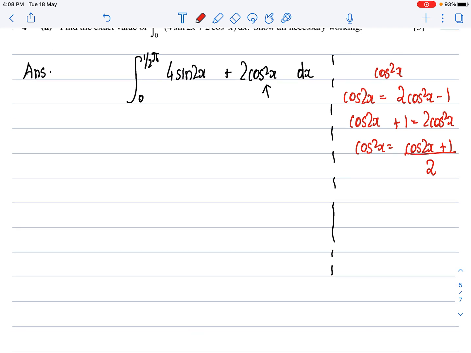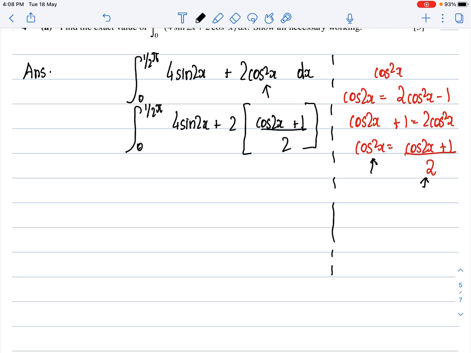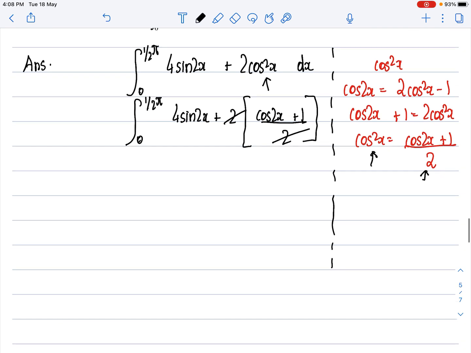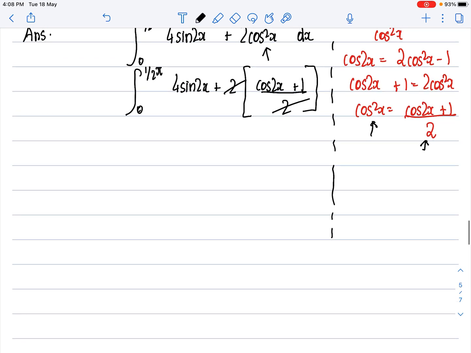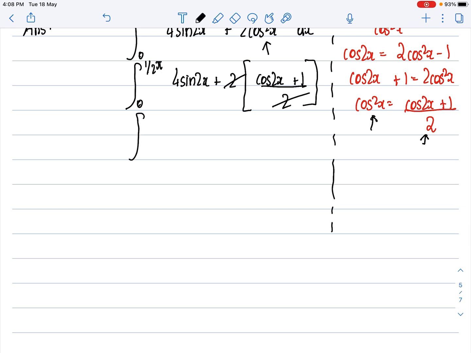I can write it something like this. So now I know cos square x is equal to this. In this integration question, instead of cos square x, I'll substitute cos 2x plus 1 over 2. Now I can simply cancel the 2 here. Got it? So I can write this basically as the integral from 0 to half pi of 4 sine 2x plus cos 2x plus 1 dx.